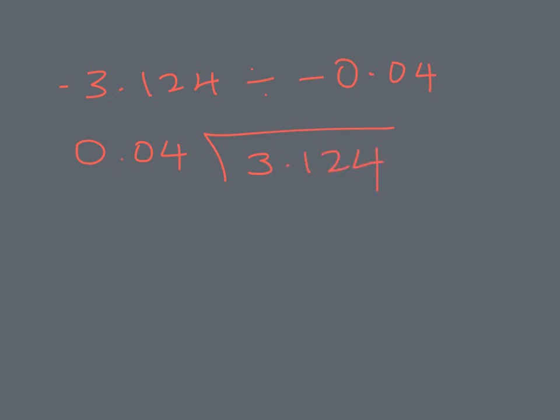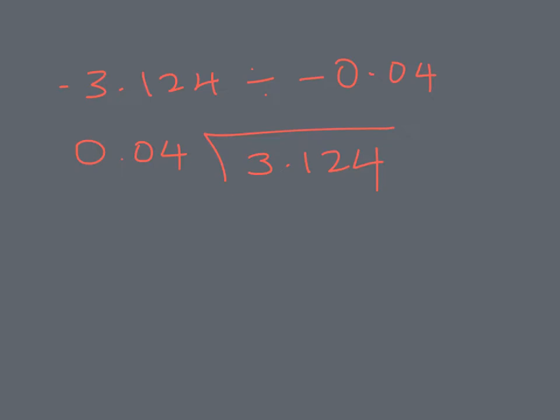All right, the next problem we're going to focus on is negative 3.124 divided by negative 0.04. All right, so I'm going to go ahead and put 0.04 on the outside, and I'm going to put 3.124 on the inside. Again, I dropped the negative signs. We can just worry about that at the end.